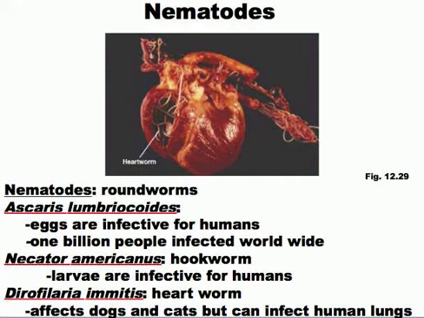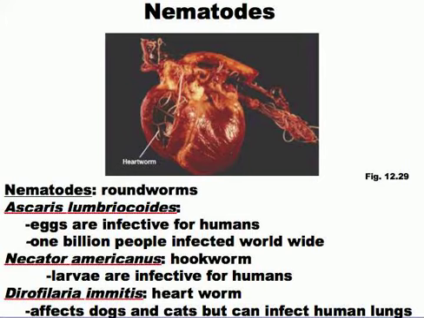So some more roundworms. There's Ascaris lumbricoides, and in this one the eggs are infective for humans. And it's estimated that 1 billion people are infected worldwide with this. It can live in the small intestines of humans exclusively, and it'll feed on semi-digested food. The eggs will be secreted with the feces and can be ingested by another host. The larvae will burrow out of the intestines and enter the blood, where they will be carried to the lungs where they grow. They are coughed up, swallowed, and returned to the small intestine to mature into adults.